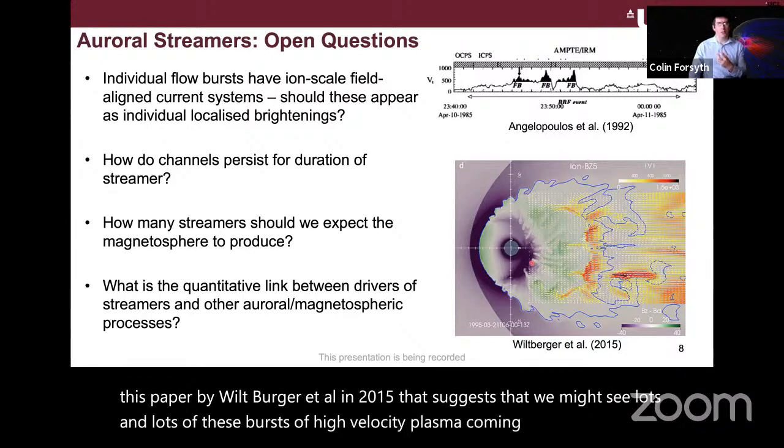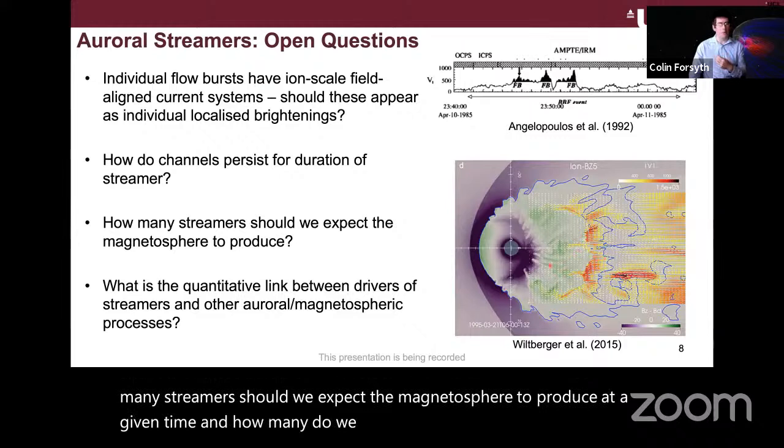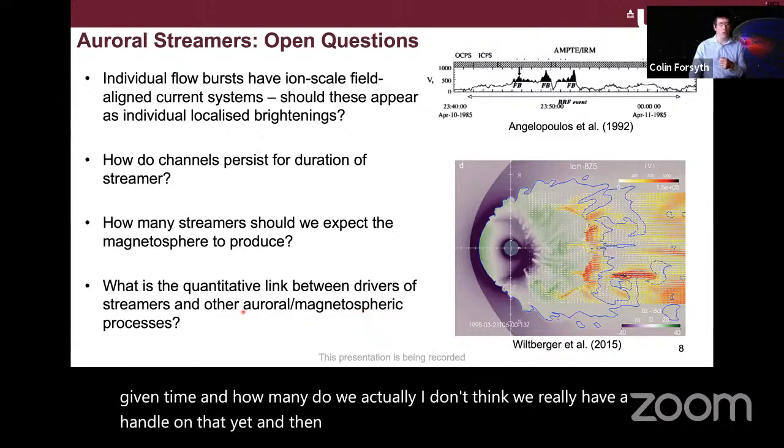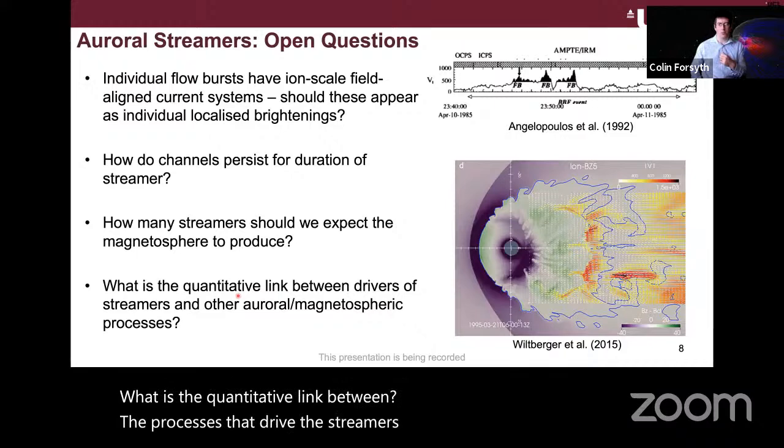And so how many streamers should we expect the magnetosphere to produce at a given time, and how many do we actually see? I don't think we really have a handle on that yet. And then finally, and I'll touch on this as we go forward, what is the quantitative link between the processes that drive the streamers and other magnetospheric phenomena?